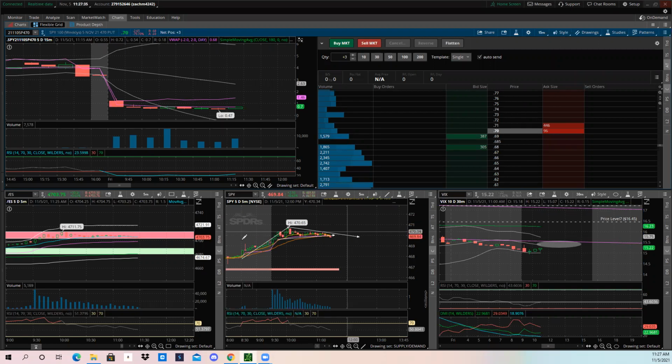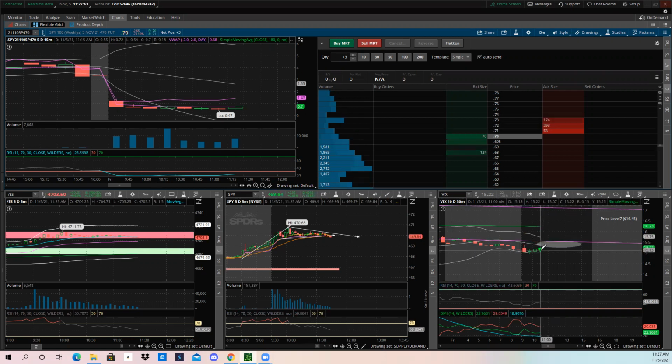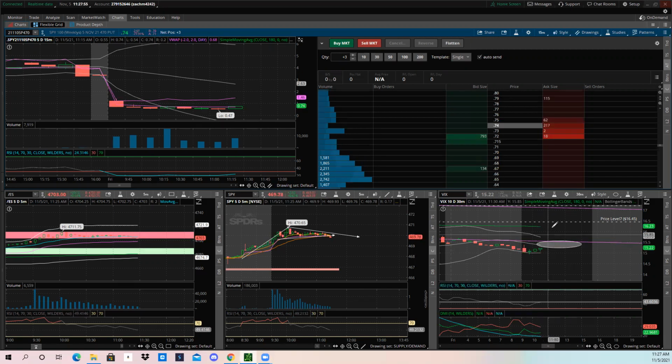All right, so I went over /ES. I went over SPY down here. I'm going to show you guys the VIX. The VIX is the volatility index. Typically when you see the volatility index rise, the market is most likely going to be going down. Now, when I say the market, I don't mean stocks like SPCE, Virgin Galactic.